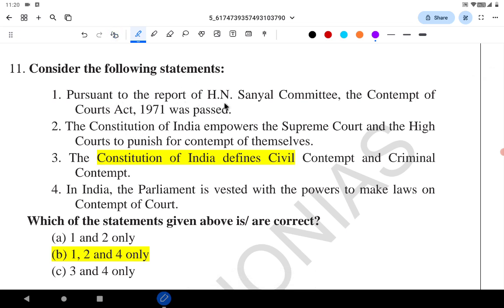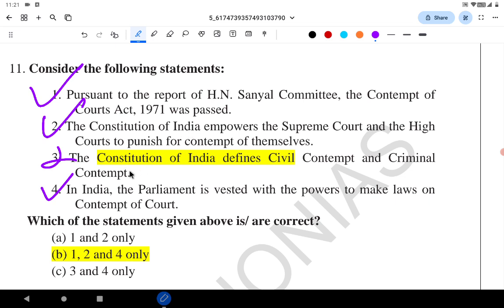Pursuant to the report of H.N. Sanyal Committee, the Contempt of Court Act 1971 was passed. First statement is correct. It's a pure fact. You should know it. Either you know it or you don't know. The Constitution of India empowers Supreme Court and High Court to punish contempt of themselves. The Constitution of India defines the civil contempt and criminal contempt. In India, the Parliament is vested with the power to make laws on the contempt of court. That is correct. Coming to the third statement, okay.